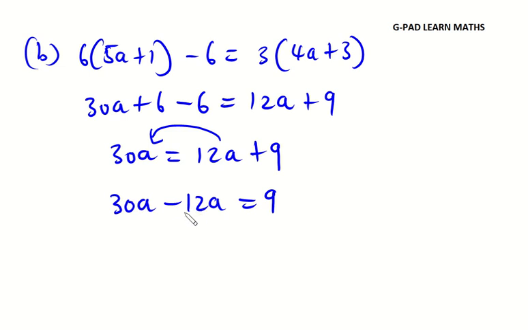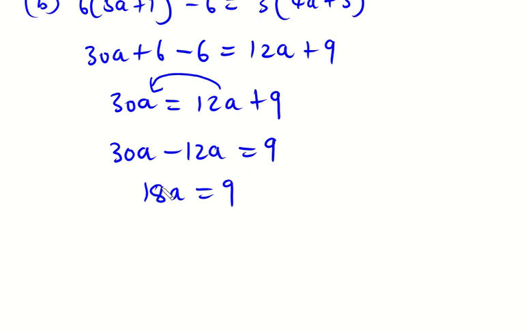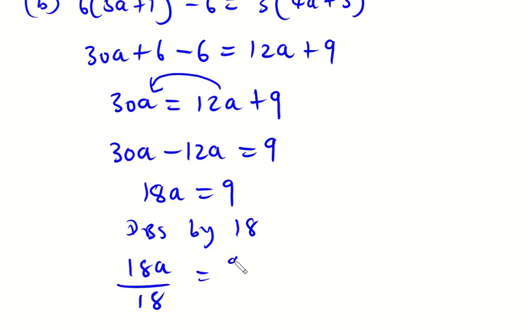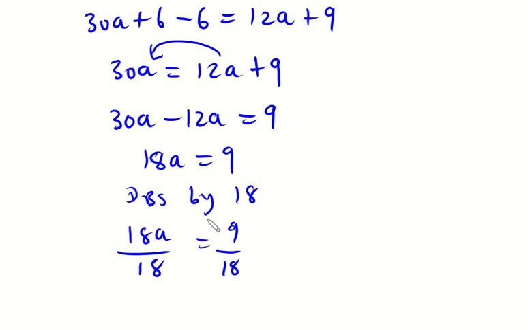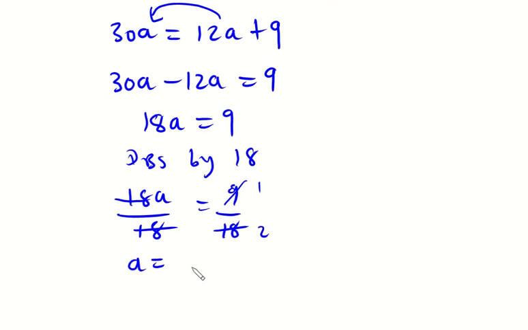30a minus 12a. What would that give you? Can you tell me that? That would be 18a. 30 minus 12 is 18. All right, so this is equal to 9. Now, what's the next thing you do from here? You divide both sides by the coefficient of a, which is 18. So divide both sides by 18, and this will be 18a over 18 is equal to 9 over 18. Okay, so you cancel out. 18 cancels 18. That gives you a is equal to 9 over 18, which is 1 over 2. So your final answer is 1 over 2.